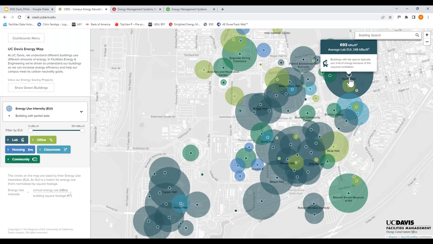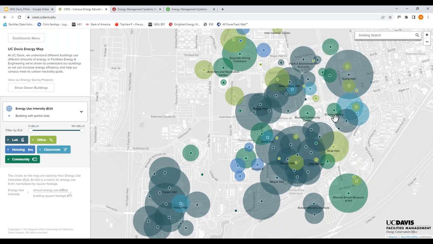So, going back to the database, we're able to compare to all the other labs in the database. At first, if you only saw that 693, you wouldn't know if this building is good or bad. But now we're able to compare it to all the labs, and basically you'll see that it's more than double the average. So to me, that might be a good indicator that there's some room for improvement at this particular building.